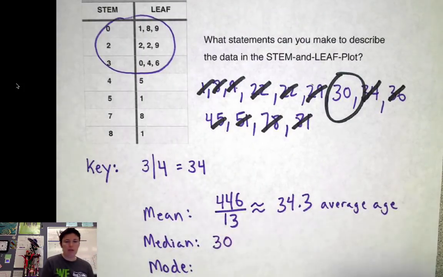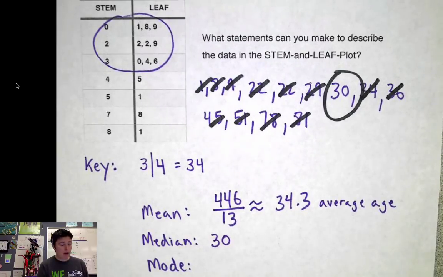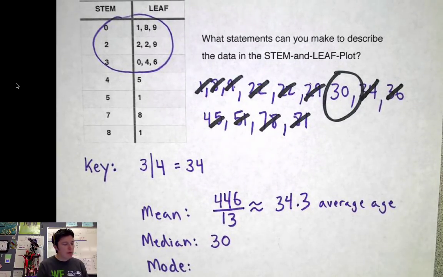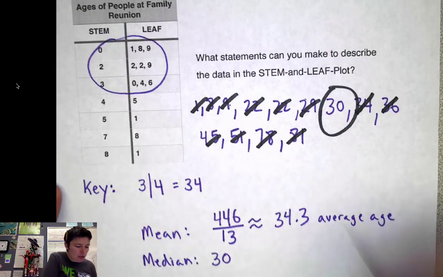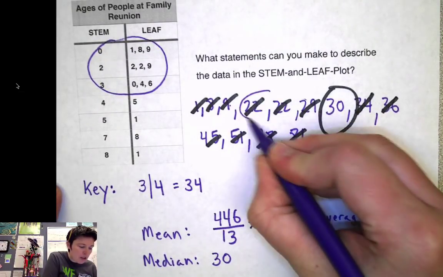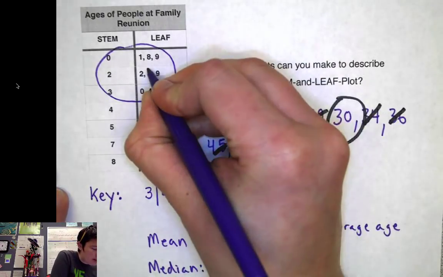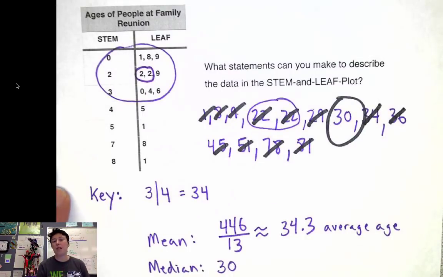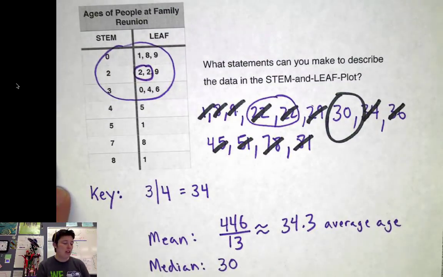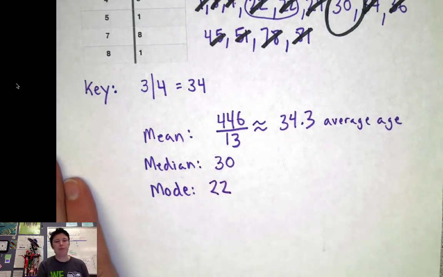30 years old. And the mode means what number do you see the most? And I only saw one repetitive age. Which age was that? Well, there were two, they're right here crossed out now, but there are two 22-year-olds that were at this reunion. They're right here in the stem and leaf, those two people. They're both 22. That's the number that I'm seeing the most of. It's the only repeated age. So the mode is 22.